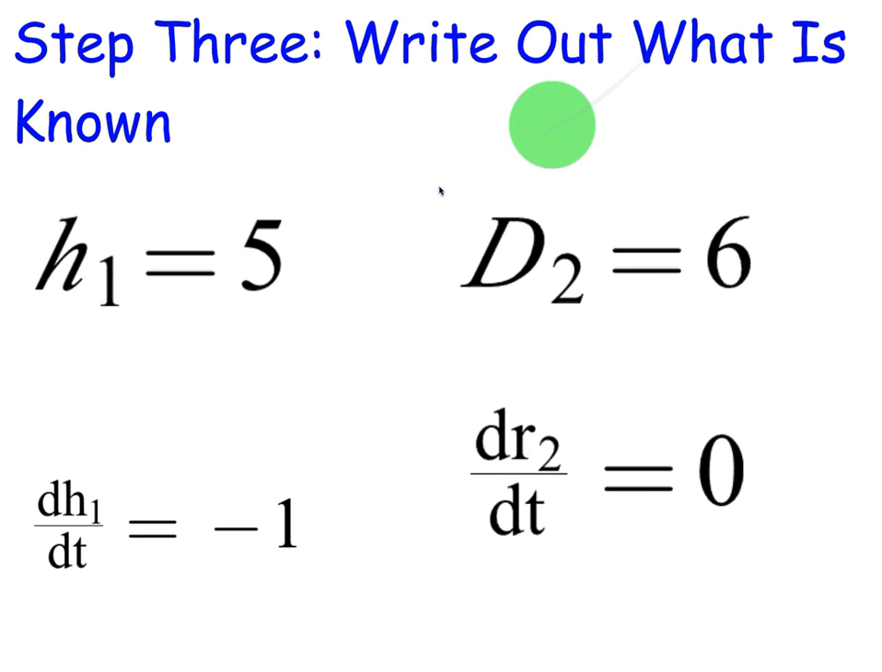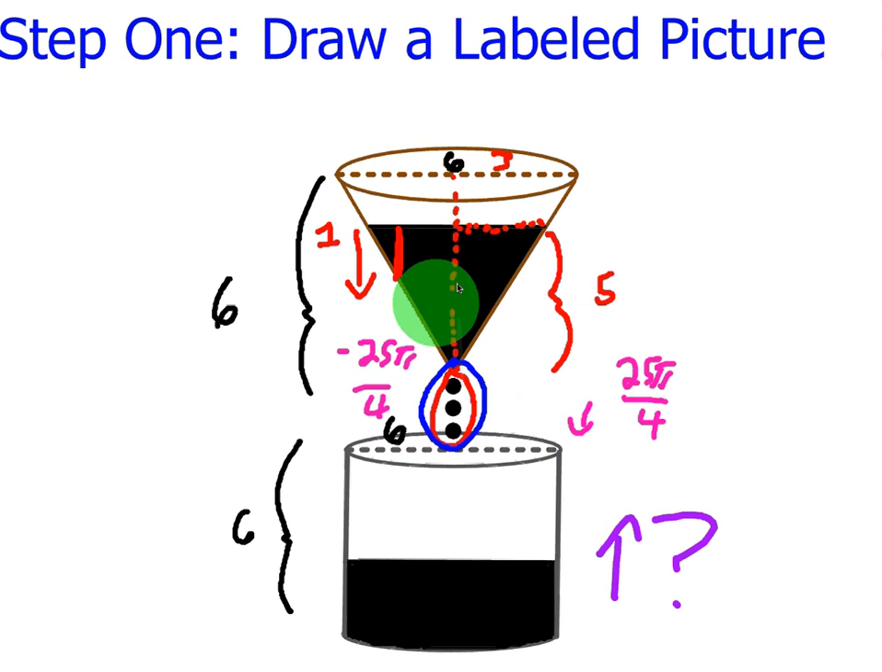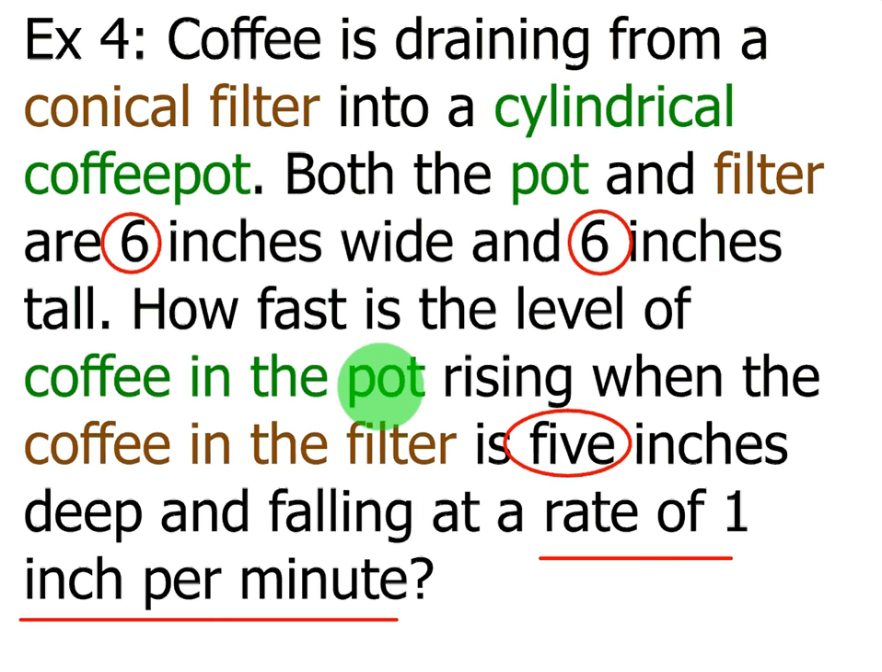For step 3 again, we write out what we knew, which was the height of the cone, the diameter d2 of the cylindrical pot. Now we could also write r2 equals 3, right? That's pretty obvious. That's half of the diameter. We have the rate at which the coffee is dripping out of the conical filter, which I think is 1 inch per minute. Is that the units? Yes.